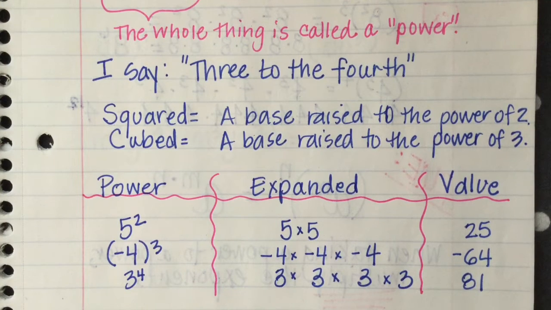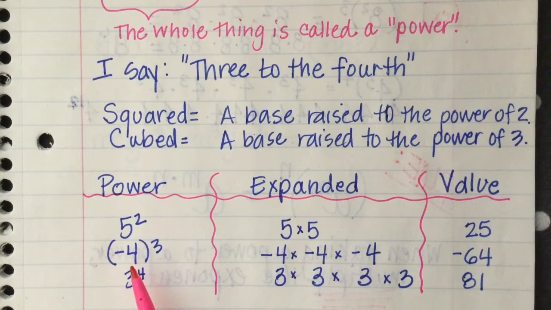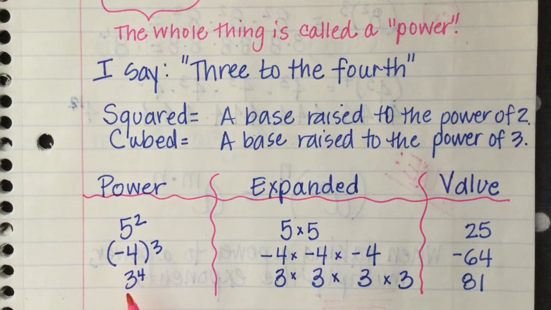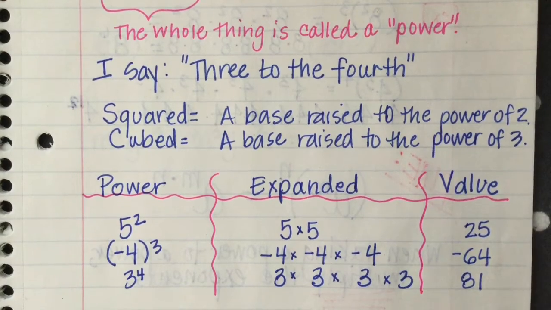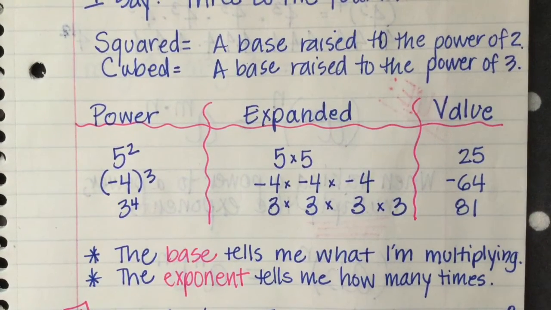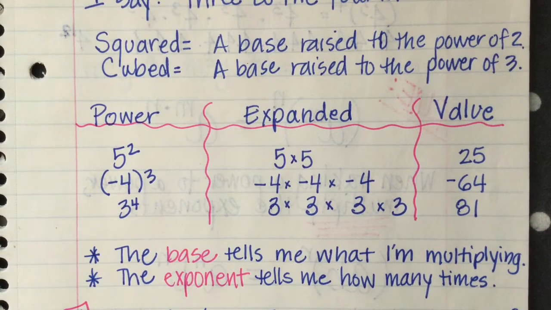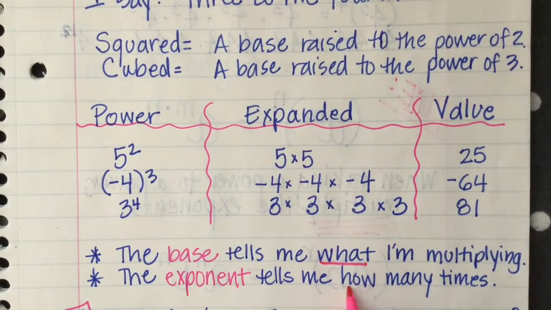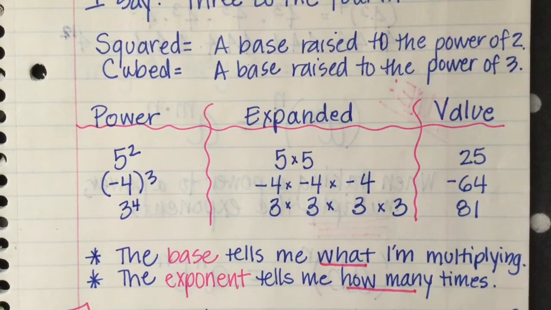You can see here in this example, they put parentheses around the -4 to show that you have 3 of these -4s. 3 to the 4th would mean I have 4 of these 3's. And then all I need to do is multiply that many times to get my value. Again, the base tells me what I am multiplying, and the exponent tells me how many times. So base is what, exponent is how many.